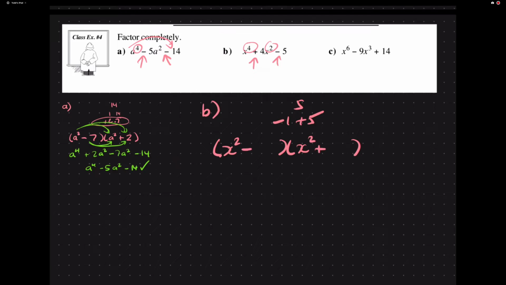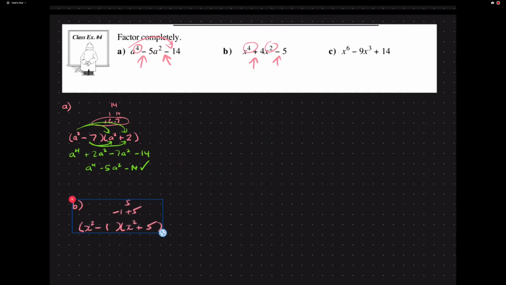Signs are different. The 5 goes with the positive, the 1 goes with the negative. Okay, easy peasy, lemon squeezy. Let's move on to C.